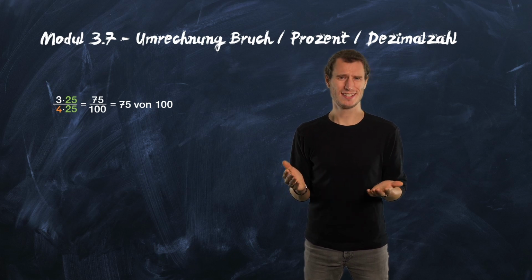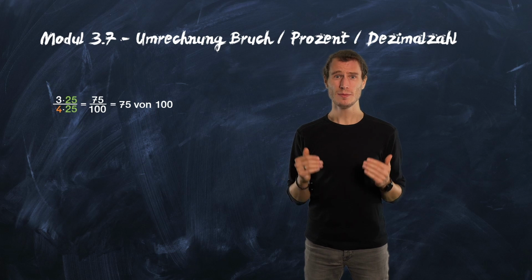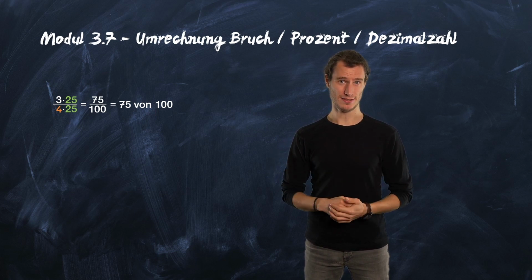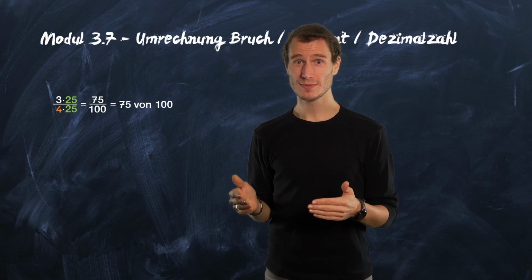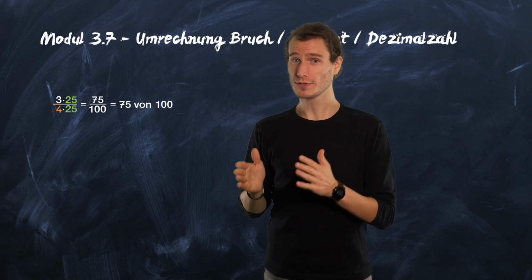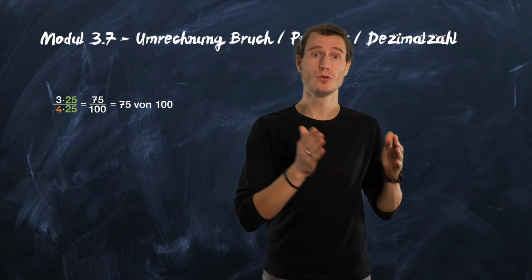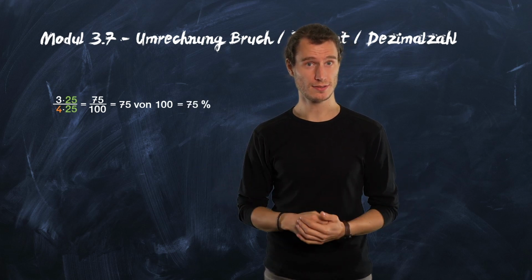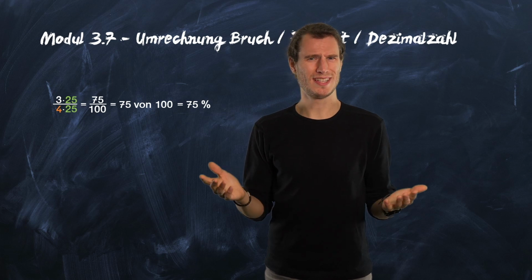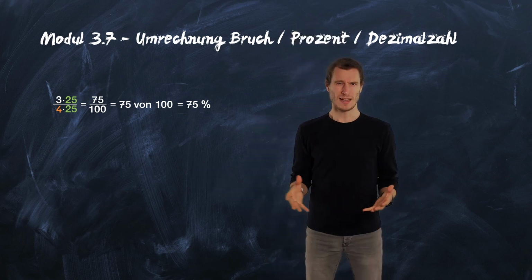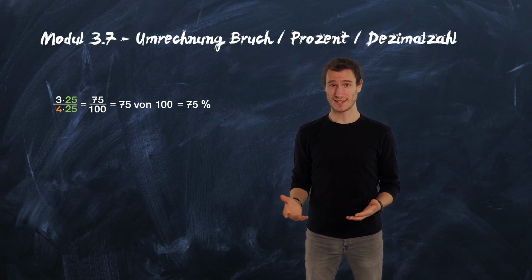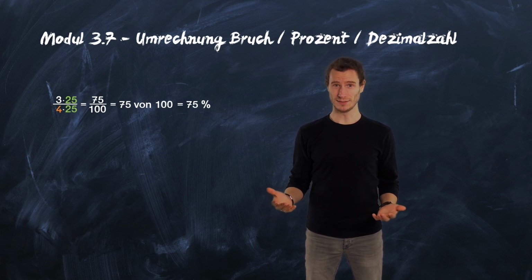And when you have got a fraction which has the denominator 100, then it gets really easy. Then you simply have to read the numerator for the percentages. 75 over 100 means 75 pieces of a total of 100. Well, and that is the same as 75%.